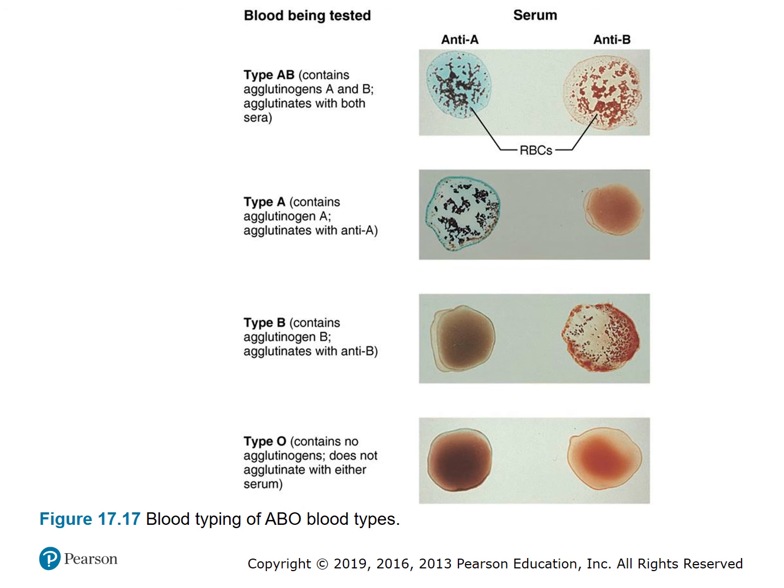Figure 17.17, blood typing of ABO blood types. So here the blood being tested is AB, and it contains both antigen A and antigen B, and agglutinates with both sera, as we can see here. So we see clumping or agglutination. Type A contains antigen A, and it agglutinates with anti-A, as we can see here. Type B contains antigen B, so it agglutinates with anti-B. Whereas type O contains no antigens, so it does not agglutinate with either serum.